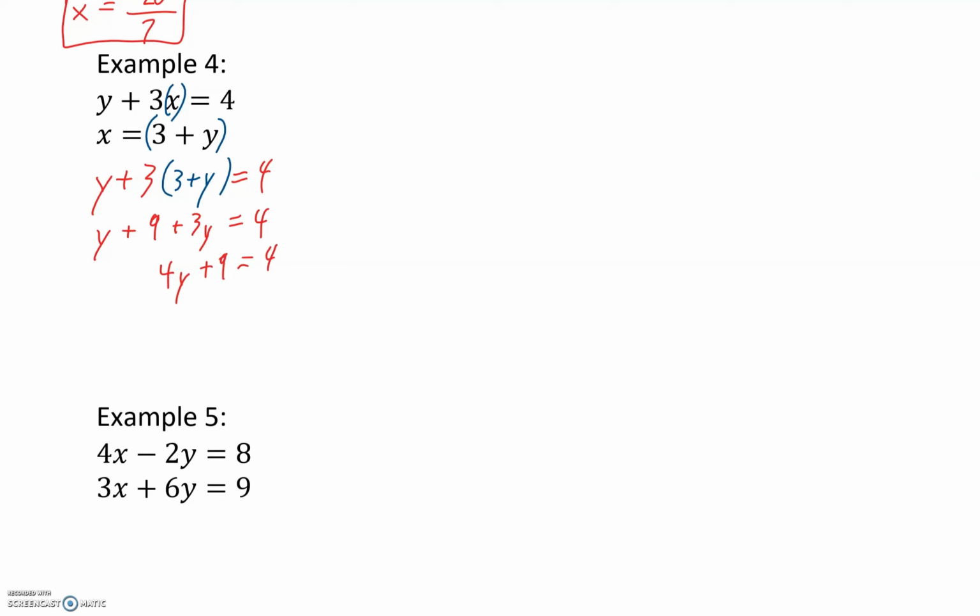Then we're going to use opposite operators, opposite BEDMAS, to solve for our y. So we're going to subtract 9 on both sides. And we're going to get 4y equals negative 5. Then we're going to divide by 4 on both sides. And then you're going to get y equals negative 5 over 4.